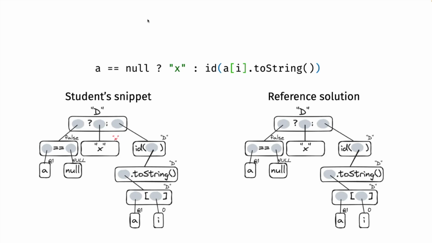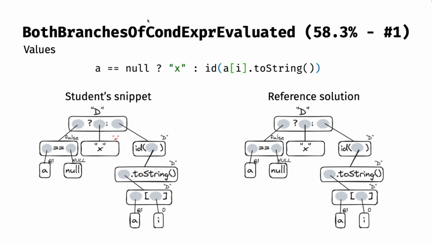And so if a student shows that they are annotating both branches, it indicates that they don't understand how a conditional expression works. And if this were to be evaluated in a situation in which A was null and the students try to annotate also this branch here, they will get a null pointer exception here because you cannot access an element of a null array. And this is made even worse if we take into consideration the fact that in Java you could have side effects as well. So this mistake is called both branches of conditional expression evaluated. It was featured 58.3% of the time in the students' submissions, and it's number 1 with respect to prevalence.